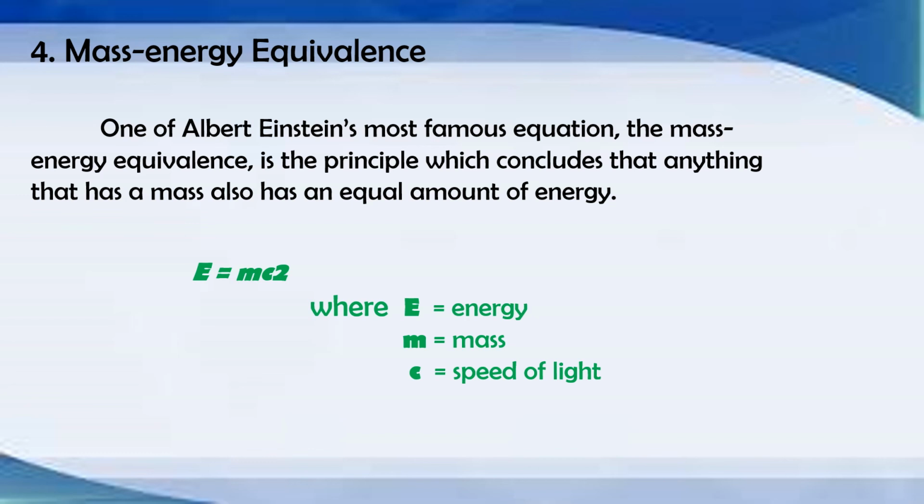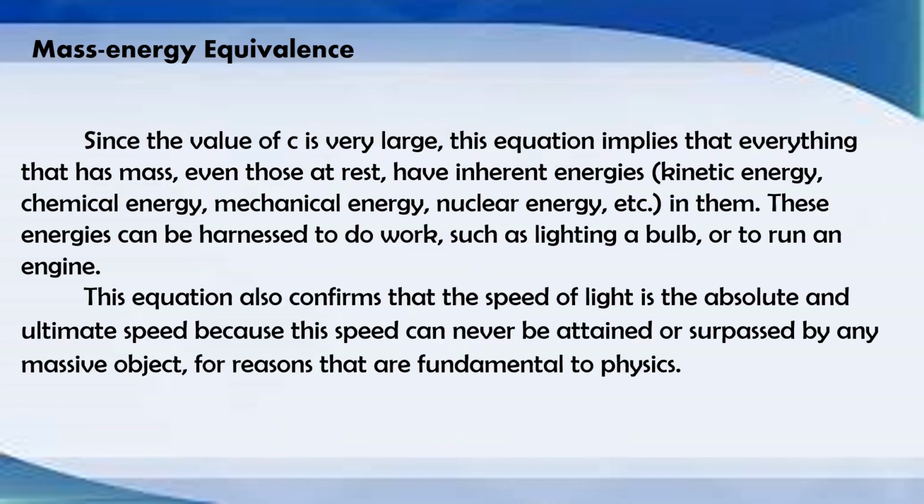So this equation also confirms that the speed of light is an absolute and ultimate speed because this speed can never be attained or surpassed by any massive object. So the mass-energy equivalence, since the value of c is very large, implies that everything that has mass, even those at rest, has inherent energy.